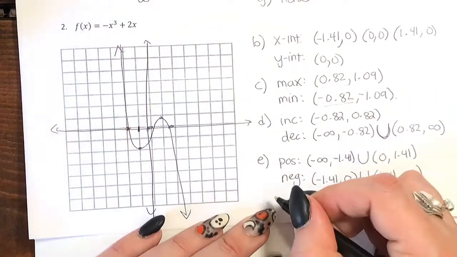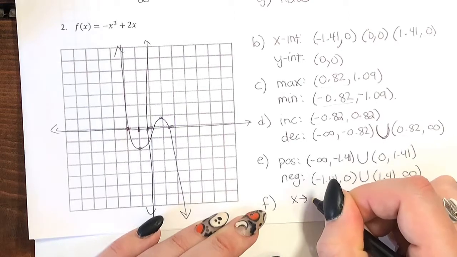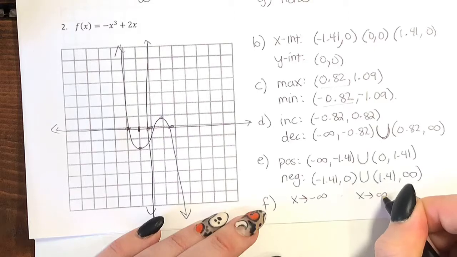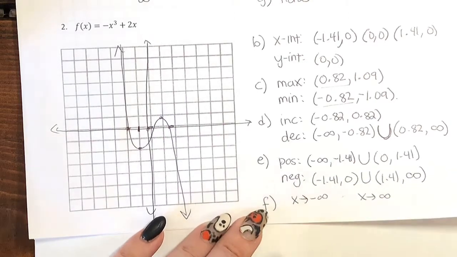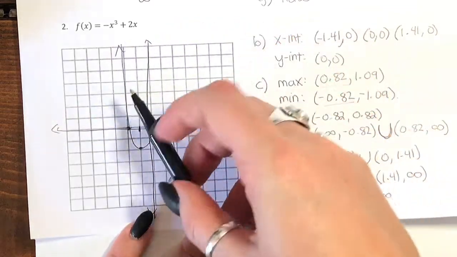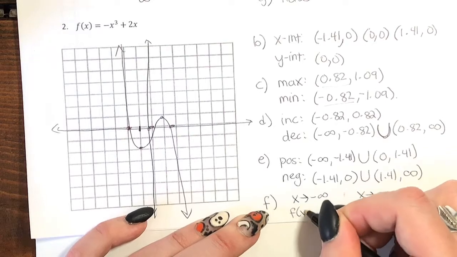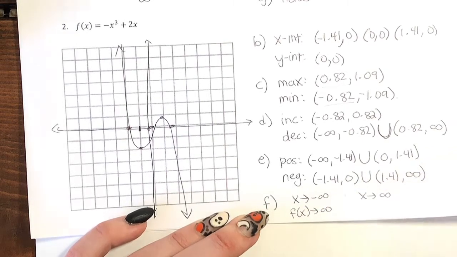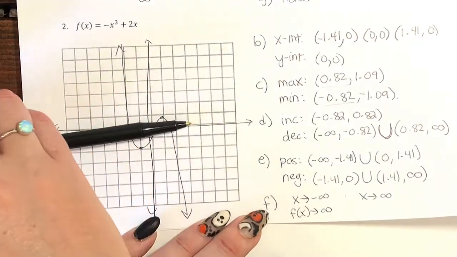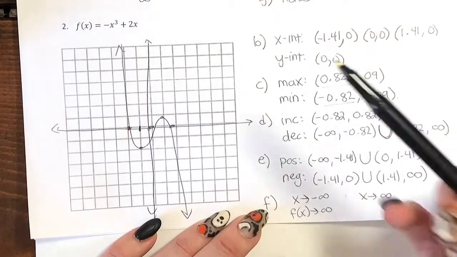Okay, and then f is our end behavior. So remember, you always have 2. You'll have as x goes to the left to negative infinity, and as x goes to the right to positive infinity, what is your function doing? So as I go to negative infinity forever on my x-axis, my graph is going up to positive infinity. So my function is going up to positive infinity. And as I go to the right forever to positive infinity, this time my function's going down to negative infinity.